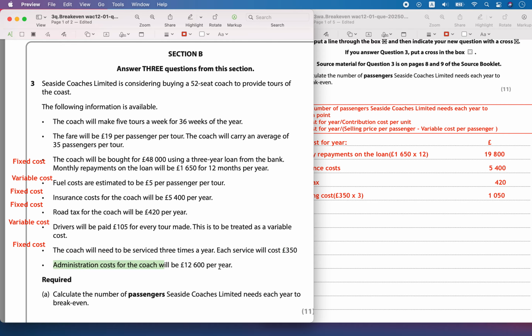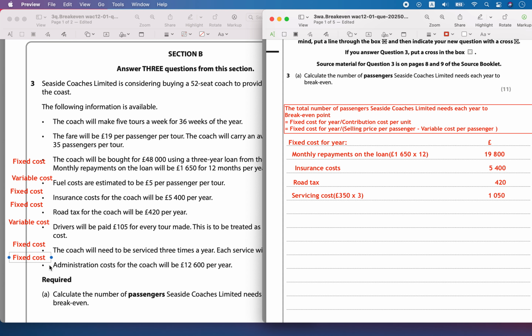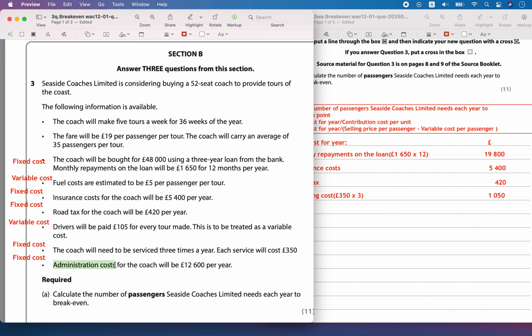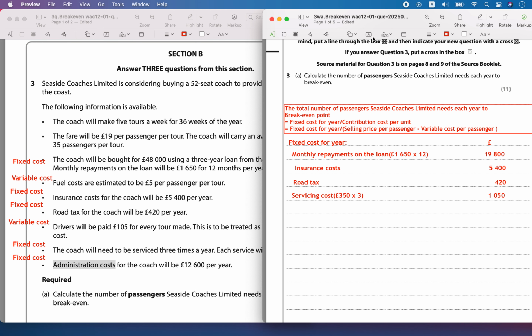Then administration cost for the coach will be 12,600 per year. This is also a fixed cost, not dependent on the number of passengers being carried. Total fixed cost is equal to 19,800 plus 5,400 plus 420 plus 1,050 plus 12,600, which is 39,270.